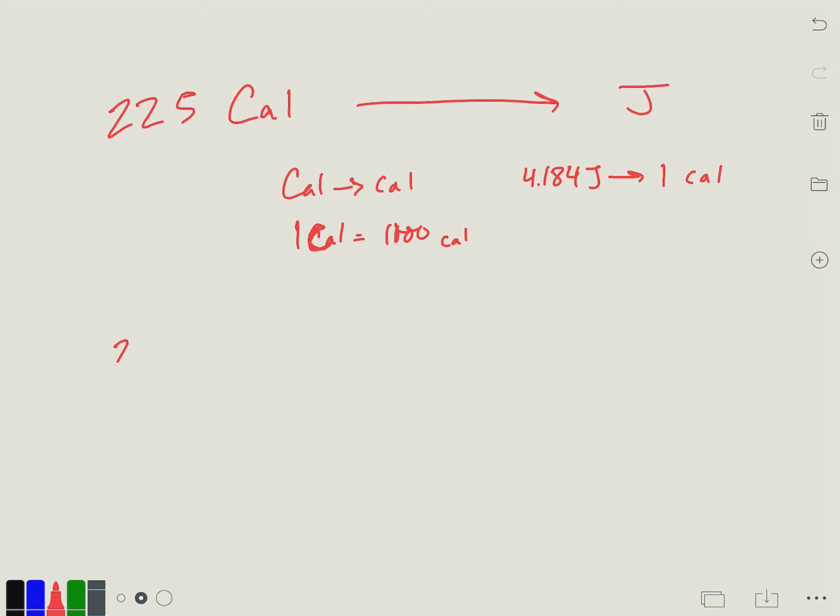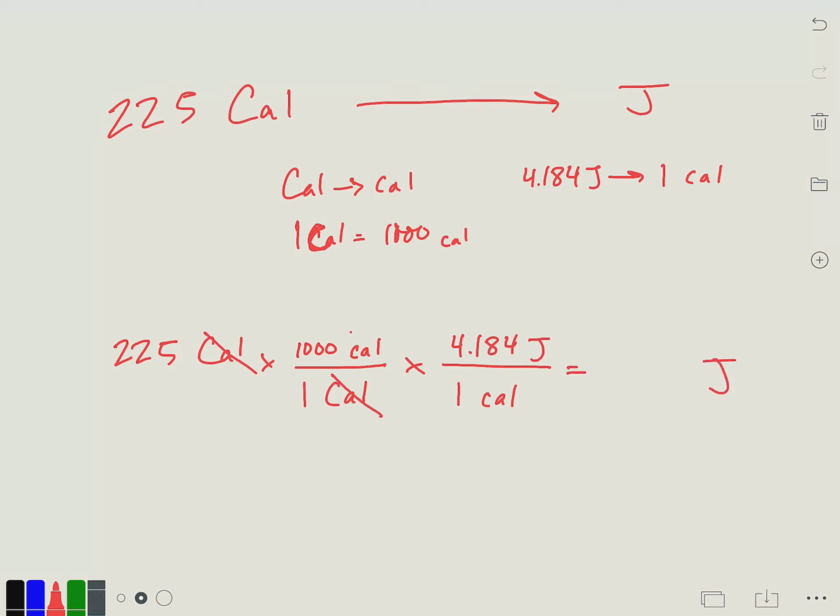So we'll set up our problem as 225 calories. I'm going to take my big C calorie and turn it into some little c calories first, and then take my little c calorie and turn it into a joule. The units should cancel out, leaving me only joules. And if you do the math right, we'll worry about the sig figs too. There's 3 sig figs in this number, so calculate this out. It should be 9.41 times 10 to the 5 joules.